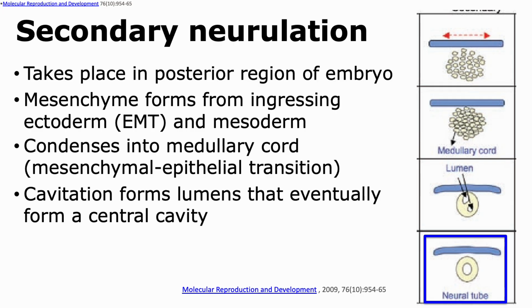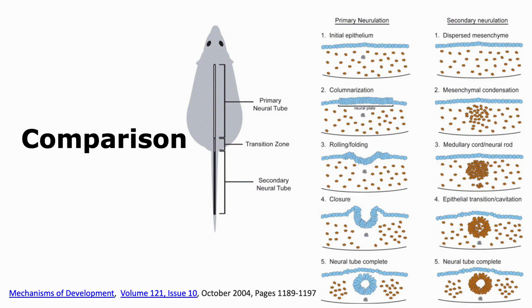Thus, primary neurulation and secondary neurulation occur very differently. When we compare the two, in primary neurulation we see bending and then convergence to form a neural tube. Whereas in secondary neurulation, we see rearrangement of cells underneath the epidermal layer, and this causes the formation of the neural tube. Just as a reminder, primary neurulation occurs in the anterior part of the embryo, whereas secondary neurulation occurs in the posterior end of the embryo.